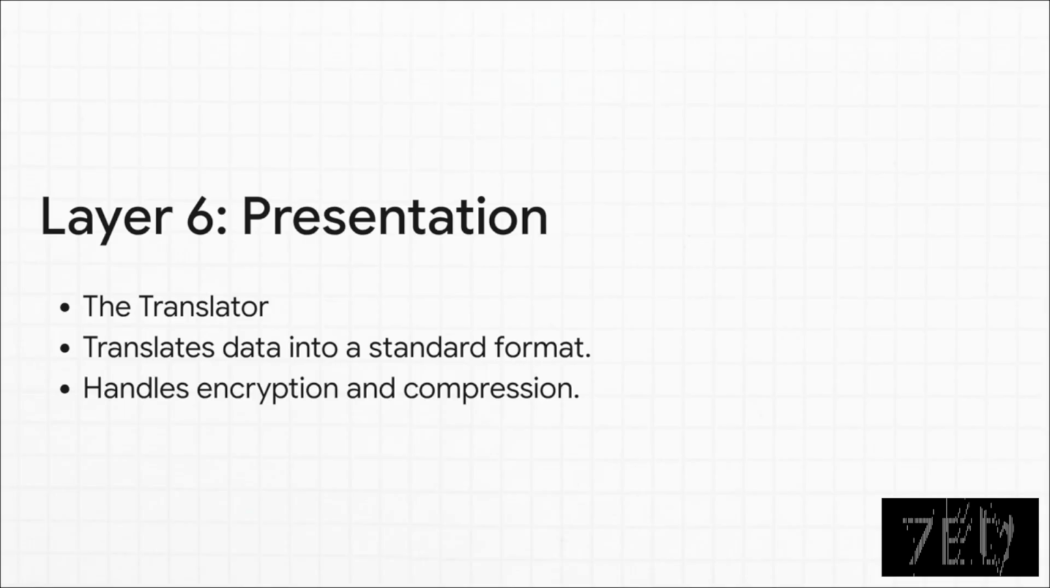From there, your data hits layer 6, the presentation layer. This is basically the internet's universal translator. It takes the data from your specific app and converts it into a standard format that any other computer will be able to understand. It also does other really important jobs, like encryption, scrambling the data for security, and compression, which makes it smaller so it can travel faster.